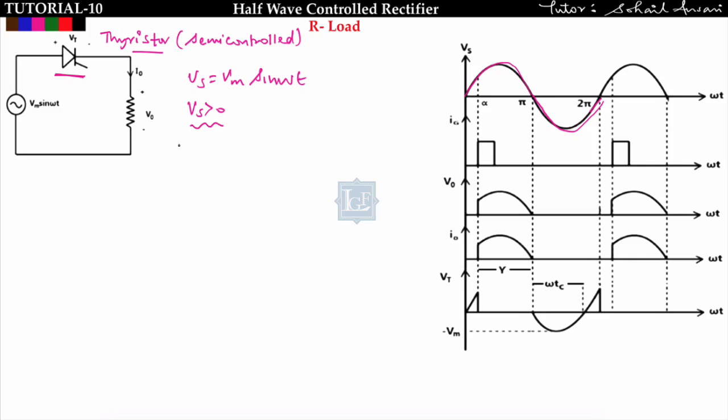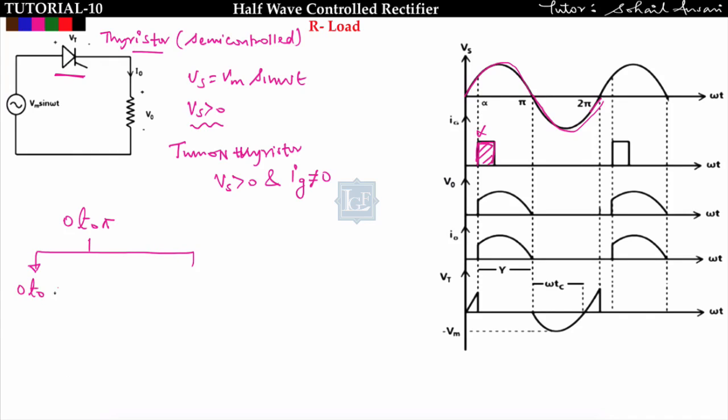In order to turn on the thyristor we must give Vs greater than 0 and as well as we have to supply the gate current Ig not equal to 0. Whenever the thyristor is in forward blocking mode, we have to trigger this thyristor in order to turn it on. So I am giving this gate current at alpha. Let us say I am triggering this thyristor at an angle alpha. Now I will divide like this from 0 to pi. First I will consider from 0 to alpha, then from alpha to pi. And alpha is nothing but triggering angle.